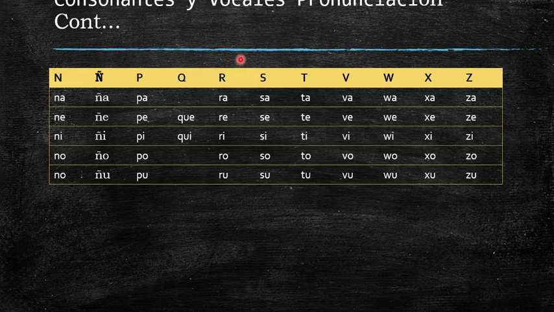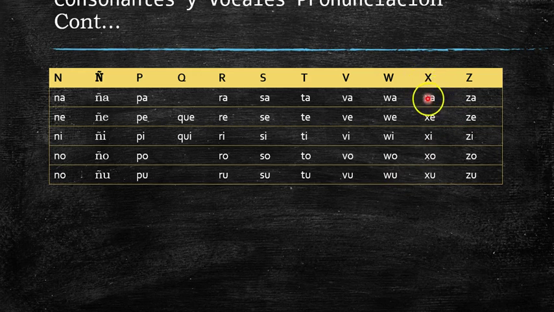Okay, now on to the R. Ra, re, ri, ro, ru. Practice that really carefully because that's the pronunciation that can be hard because it's kind of a tongue twister in a way. You have to roll your tongue. So ra, re, ri, ro, ru. S, sa, se, si, so, su. T, ta, te, ti, to, tu. V, va, ve, vi, vo, vu. W, wa, we, wi, wo, wu.